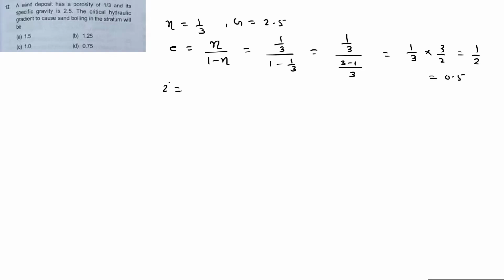So from here I is equal to G minus 1 divided by 1 plus e. G is 2.5, so 2.5 minus 1 divided by 1 plus 0.5. This is 1.5 divided by 1.5 is equal to 1. So answer will be C. This is all about question number 12. Now question number 13.